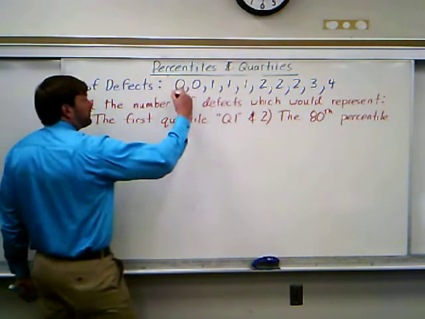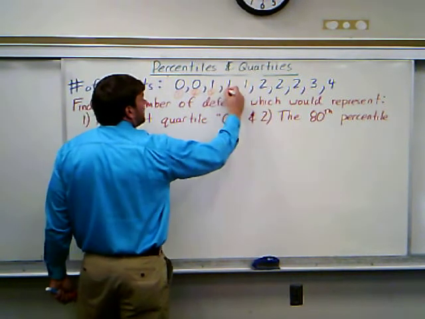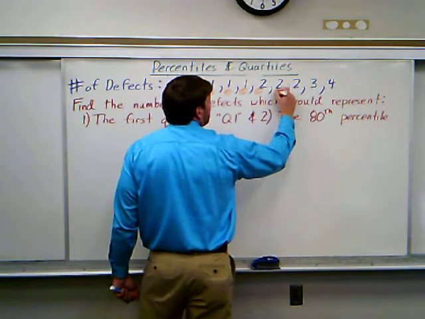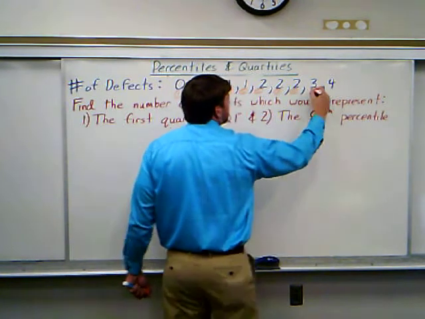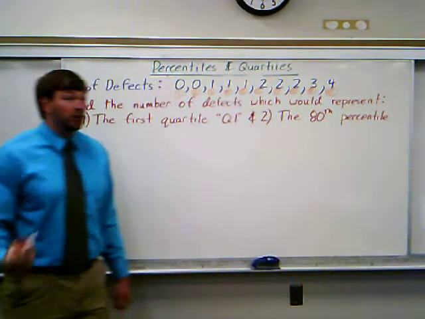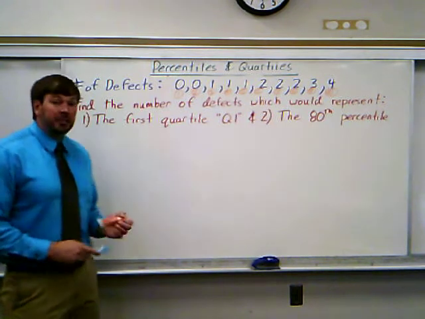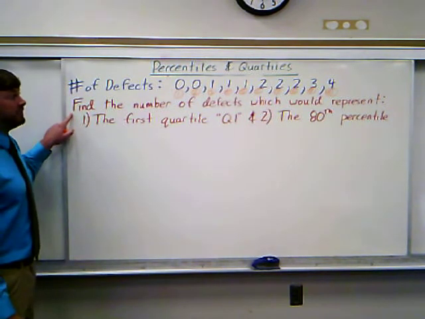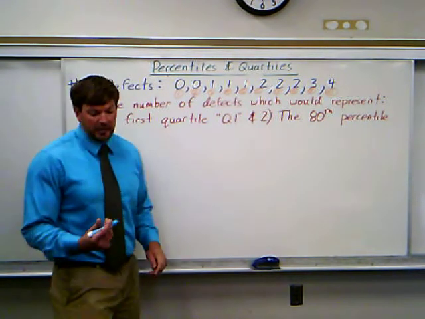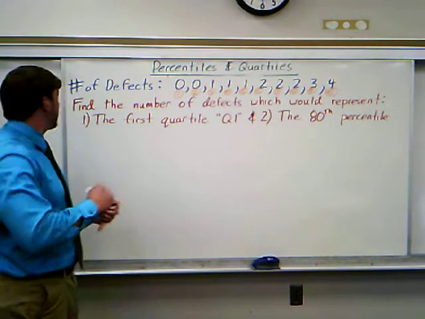So of course the index of the first value would be 1, 2, 3, 4, 5, and so on. I just wrote down the index or the position of each number when it's arranged in ascending order. Alright, so we want to find the number of defects which would represent the first quartile and second, the 80th percentile. Of course the first quartile is the 25th percentile, so let's go ahead and do that.